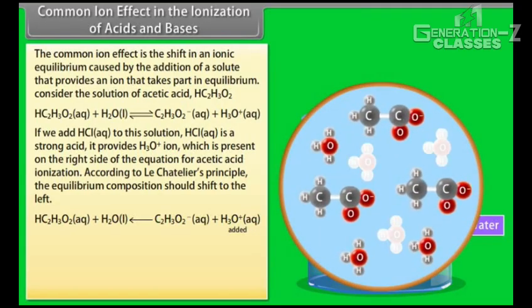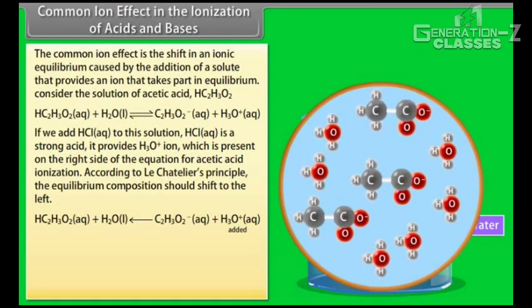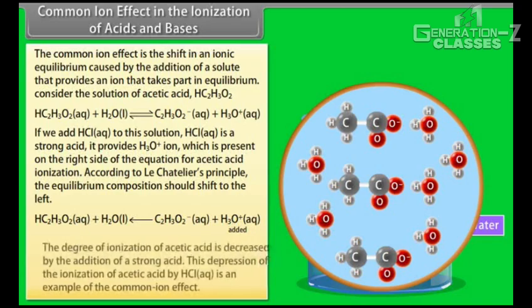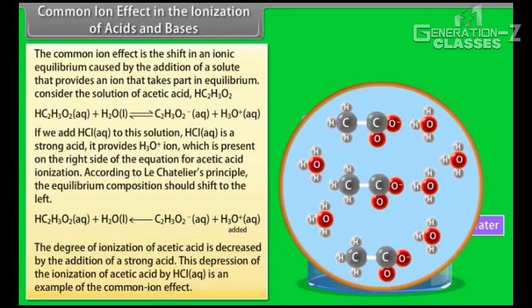It provides H3O+ ions, which are present on the right side of the equation for acetic acid ionization. According to Le Chatelier's principle, the equilibrium composition should shift to the left. The degree of ionization of acetic acid is decreased by the addition of a strong acid. This depression of the ionization of acetic acid by HCl is an example of the common ion effect.